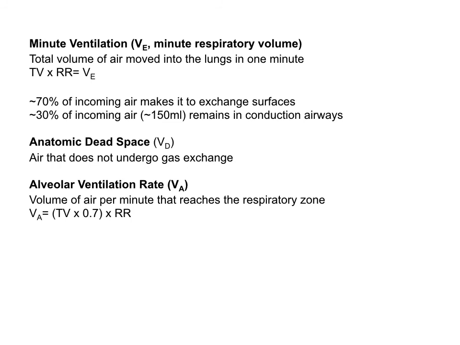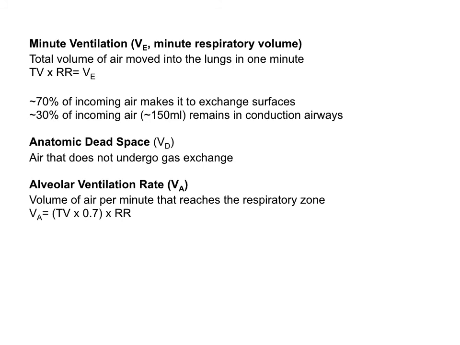What you can also think about then is if we only use 70% of our incoming air, how much air am I realistically using? And that's where you might need to calculate what is called your alveolar ventilation rate, which is the capital V and a subscript A. Alveolar ventilation rate is the volume of air per minute that actually gets to that respiratory zone, gets into the structures of your respiratory division.